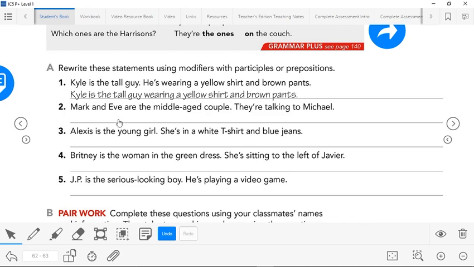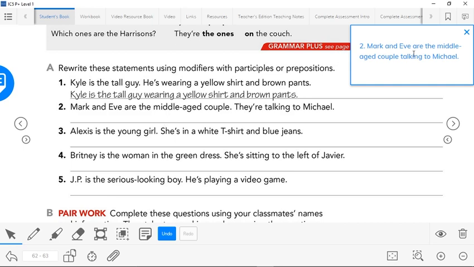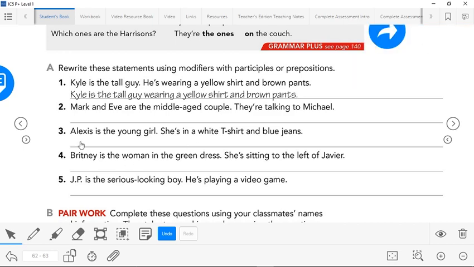Okay, now let's continue. Mark and Eve are the middle-aged couple. They are talking to Michael. So obviously, Mark and Eve are the middle-aged couple talking to Michael. Okay? Very good. Number 3.